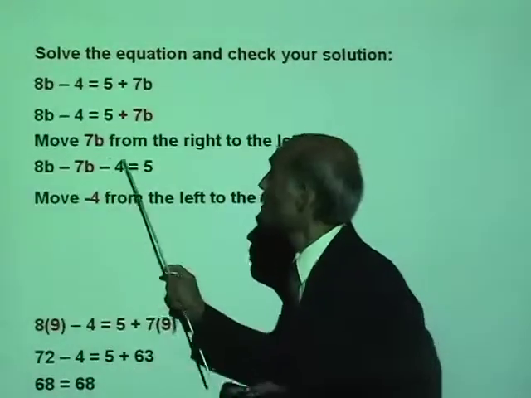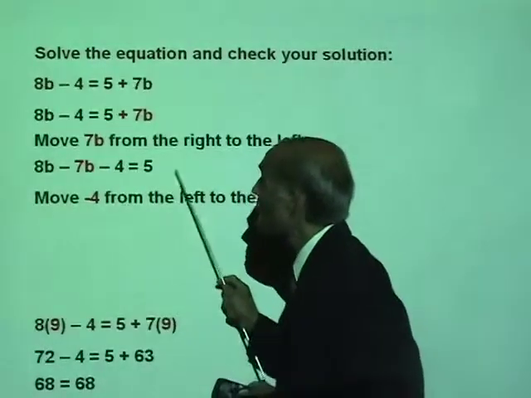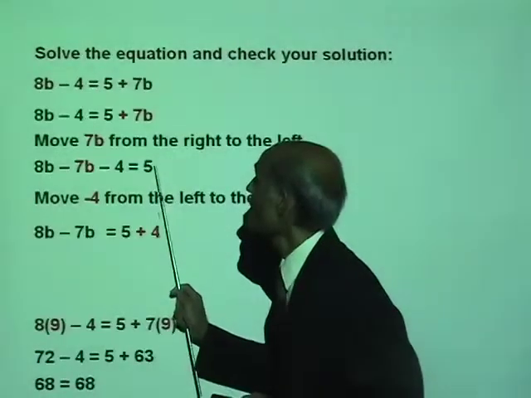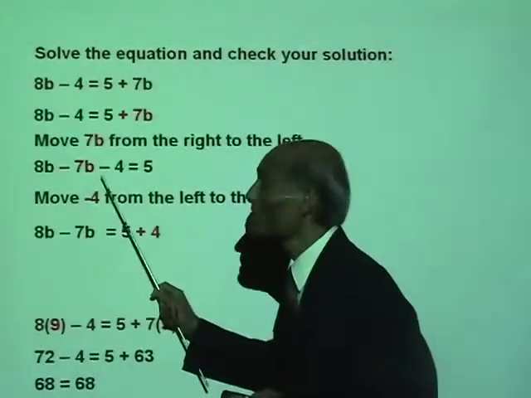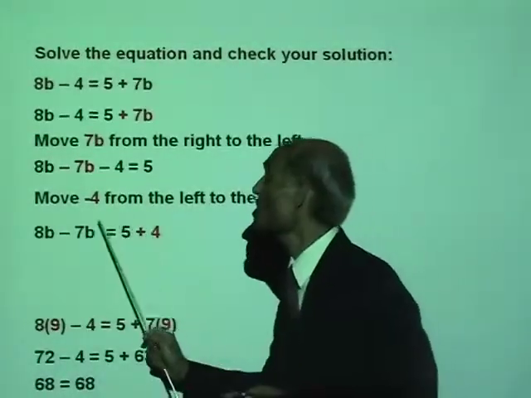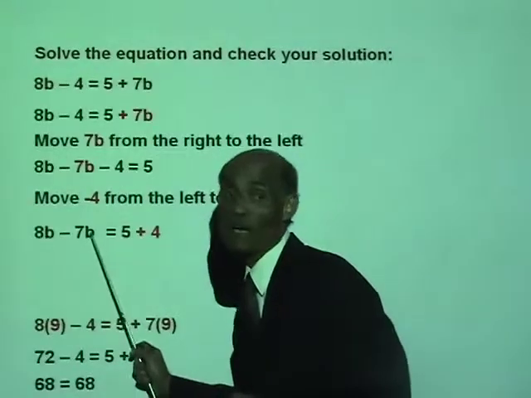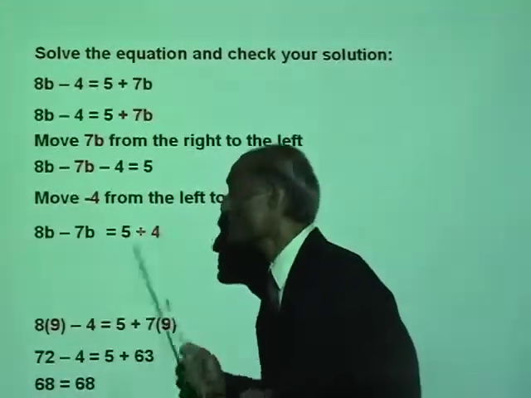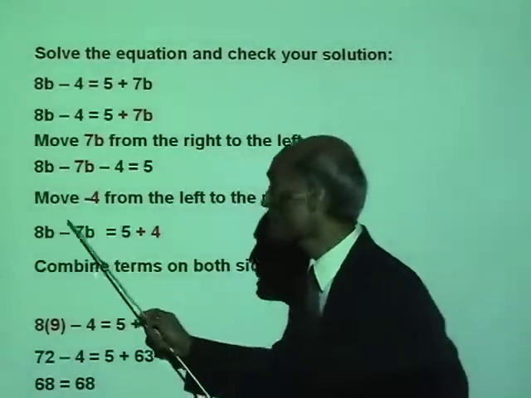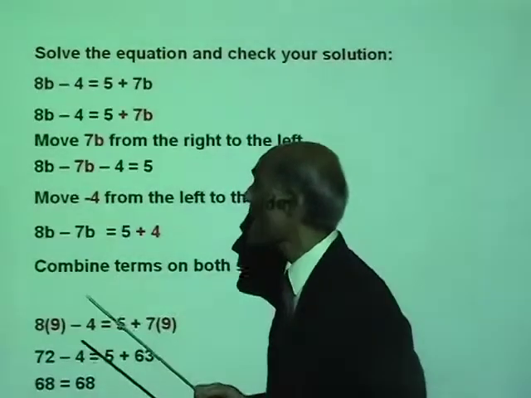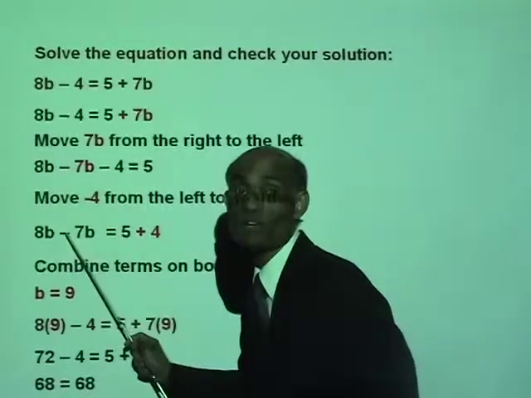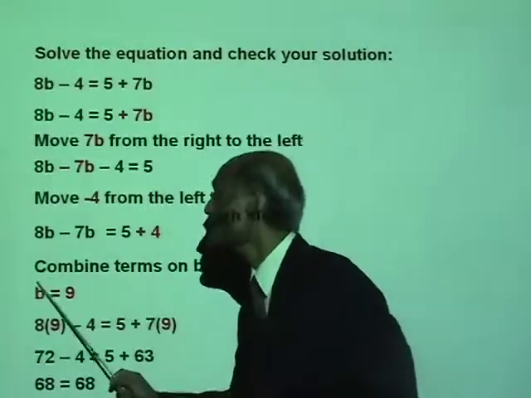And now move the negative 4 from the left to the right. You have 8b minus 7b equal to 5. Now negative 4 moving to the right becomes positive 4. Now you have the terms in b all on the left and the numbers on the right. We now combine the terms. Combining terms on the left gives me 8b minus 7b is 1b. So b equal to 9 is the solution.